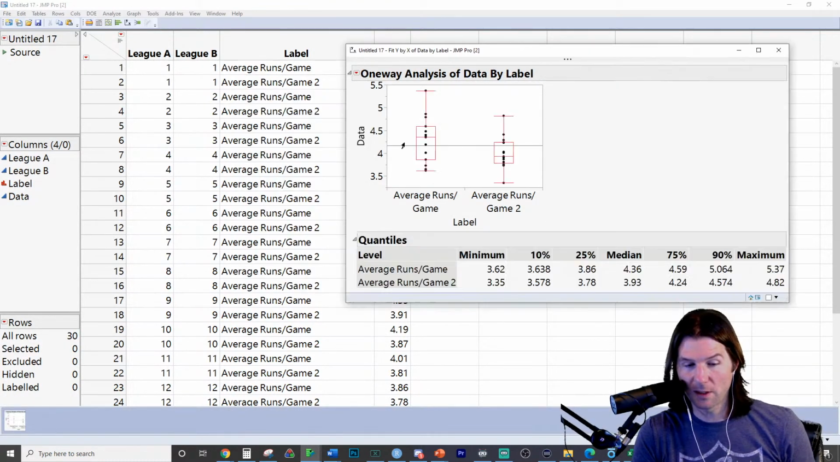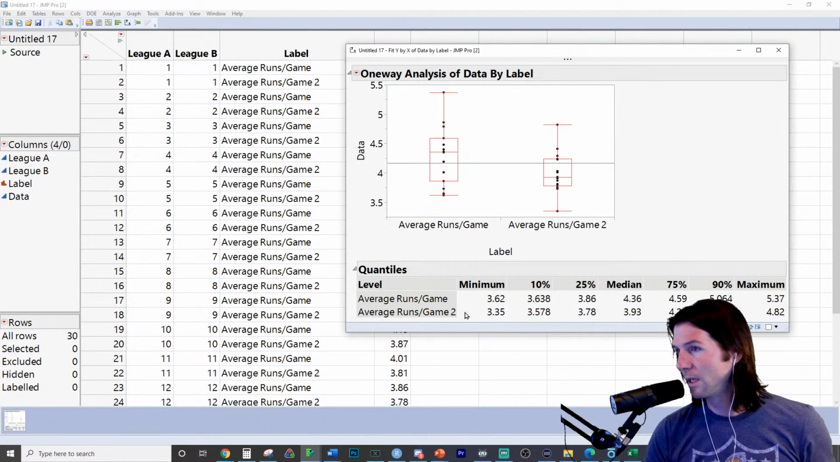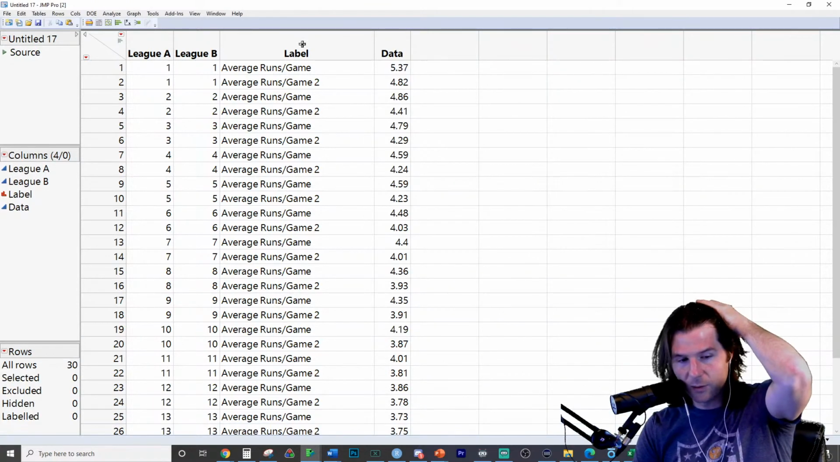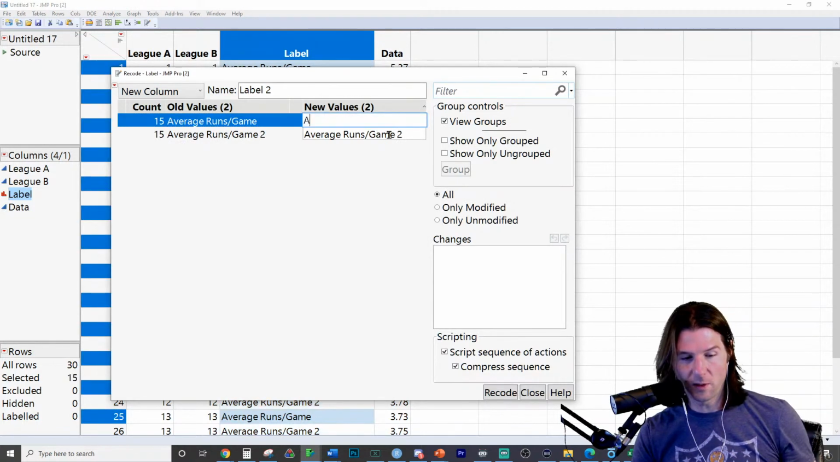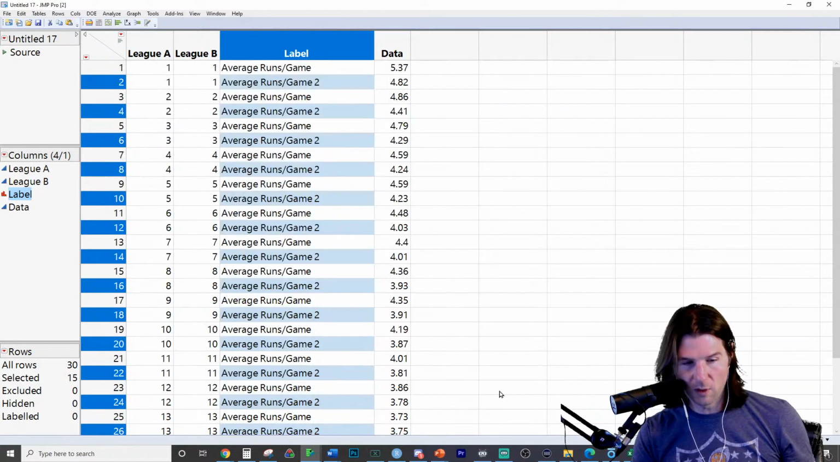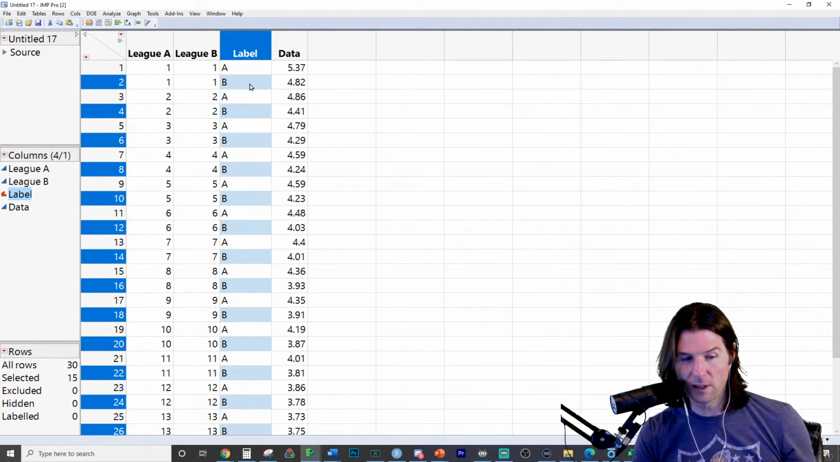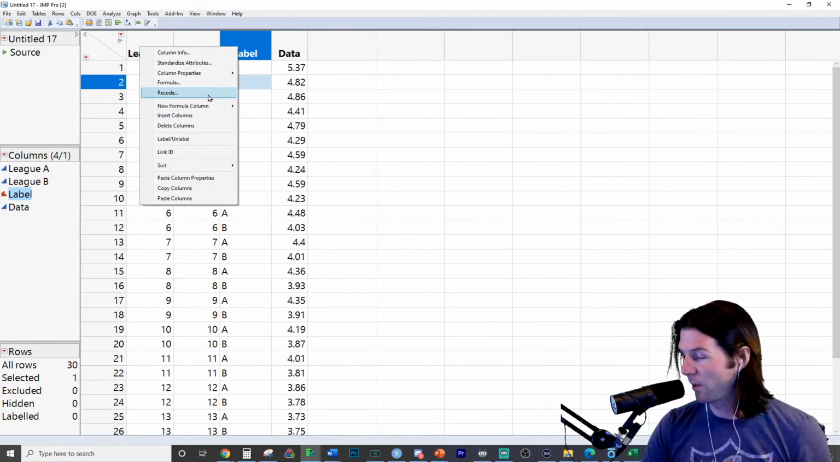And I was doing it correctly. I just overthought it. I just don't like that this says average runs per game 2. Other than it saying that, you can fix that really easily if you click on this column and go to Recode. So you could call this A and you could call this B, and then you can recode in place. JMP's got some really quick ways to recode it. So I right-clicked right here. You don't have to worry about that since you're just trying to make it look nice.